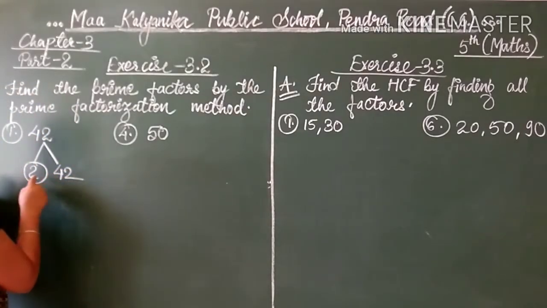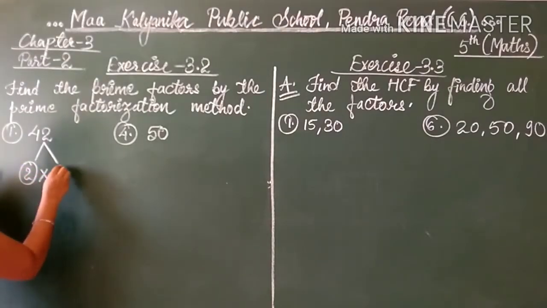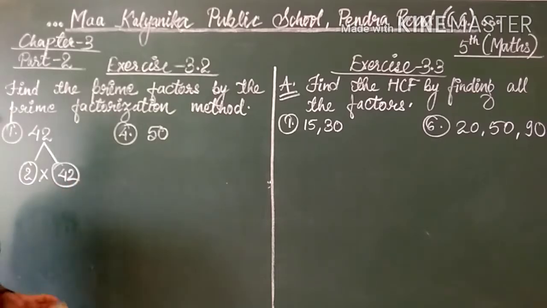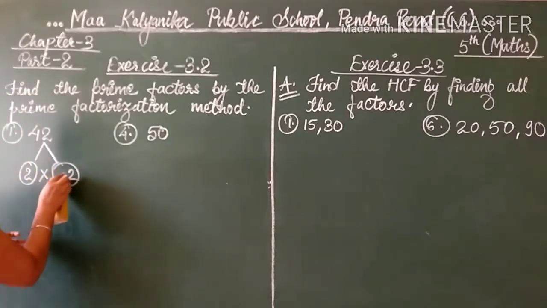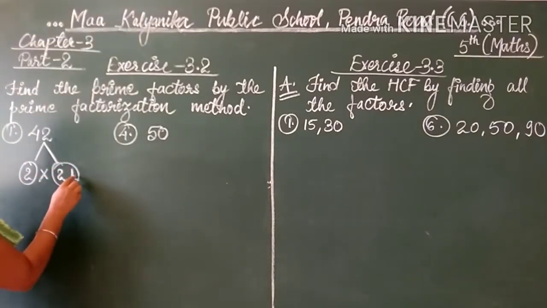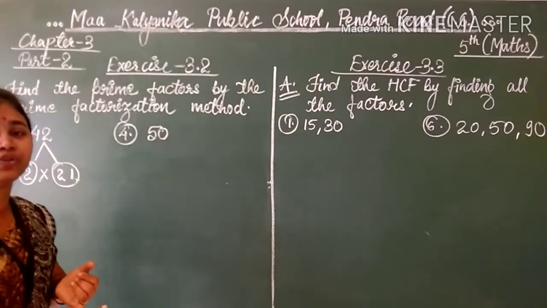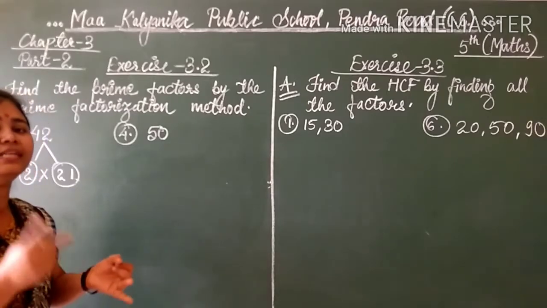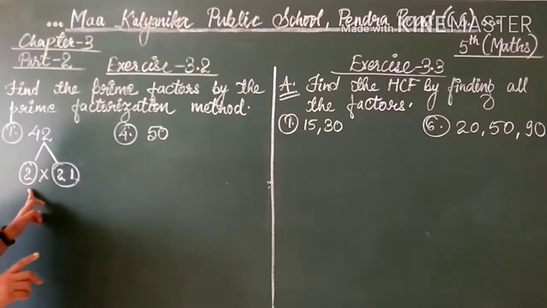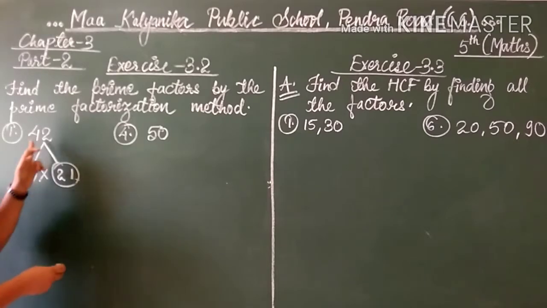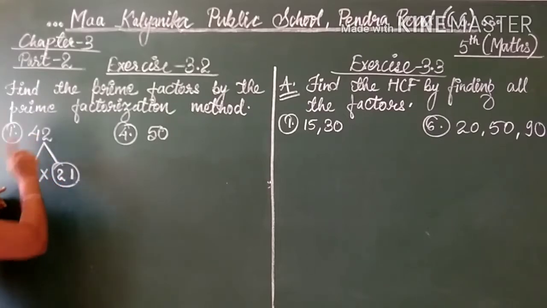So 2 multiplied by, once again I am writing here, 2 multiplied by 21. But students, 2 is a prime factor, but 21 is not a prime factor because 21 comes in the table of 3 also. 3 7s are 21, and in the table of 7, 7 3s are 21. So if the number is having only 1 and itself as a factor, then it can be known as a prime factor. So now 2 multiplied by 21 is 42.